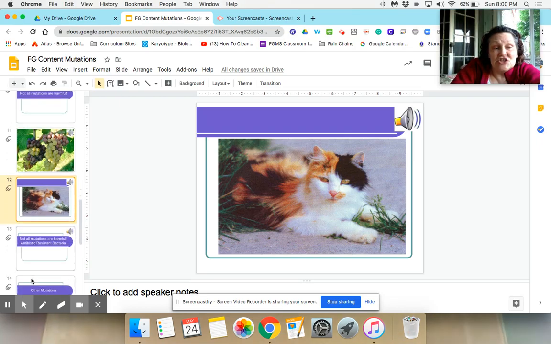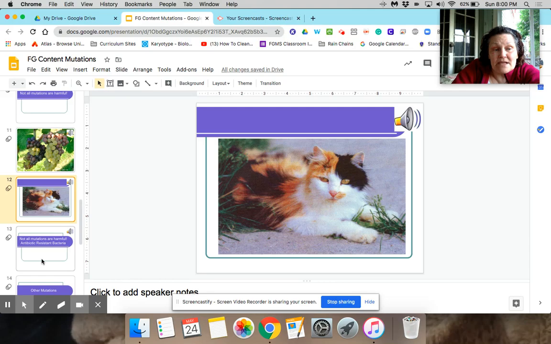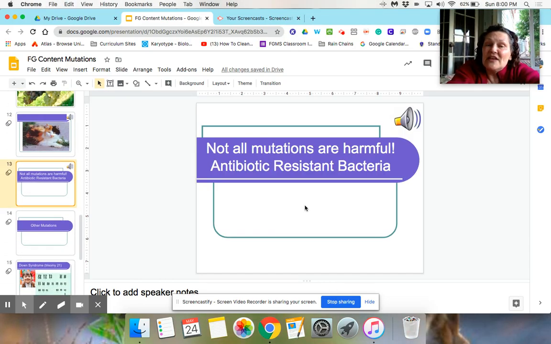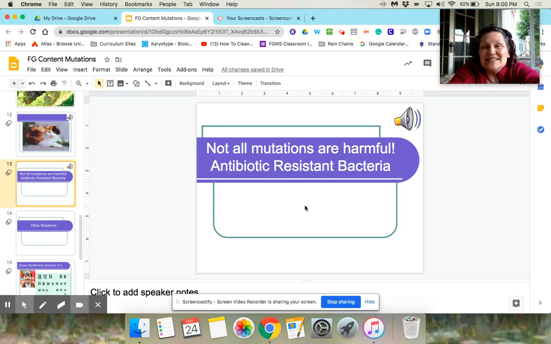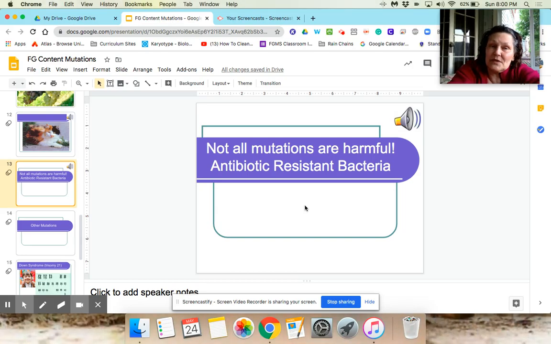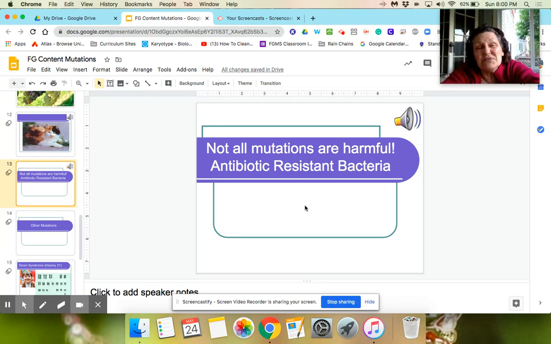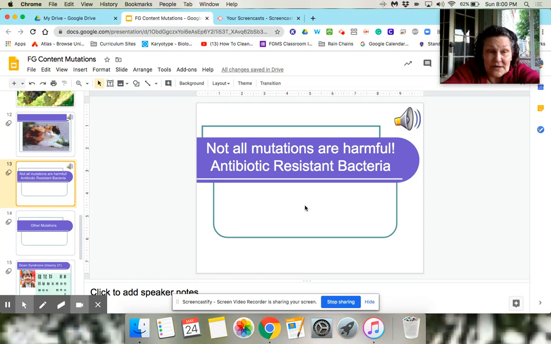Next is slide 13. And slide 13 just quickly mentions that not all mutations are harmful. Okay. And so, an example of this, and when we say not harmful, we mean not harmful to the organism, right? And so, if you think about a fun little sickness like strep throat, and it's not fun, that was sarcasm, right? Your throat is really sore, you feel really, really sick. And if it doesn't get taken care of, you can have permanent heart damage, right? If you have strep throat.